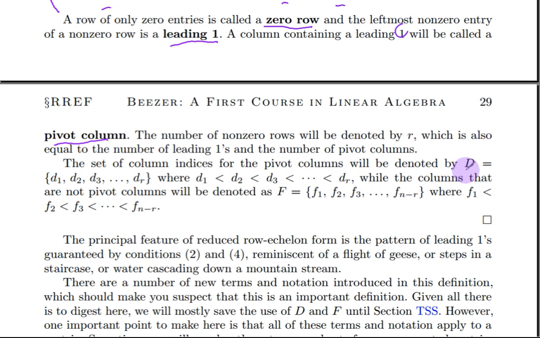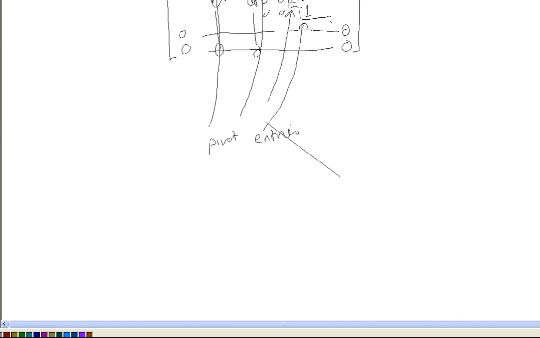Typically, we will use the letter D to denote the set of pivot columns, and those are the columns that have first non-zero entries. So this here is a pivot column. This is a pivot column. This is a pivot column. But I really messed this up. This is a pivot column. And this is a pivot column. So those are the pivot columns. Okay.